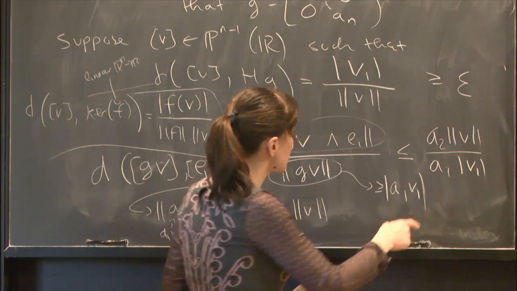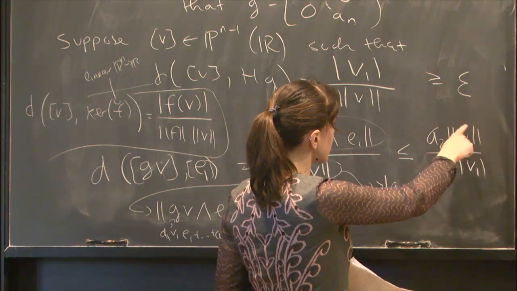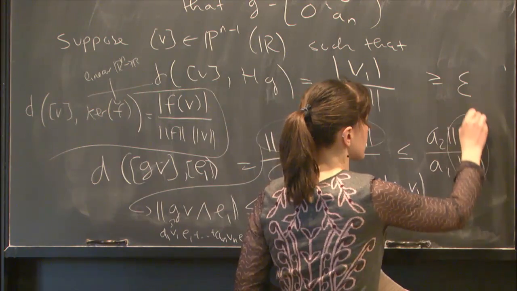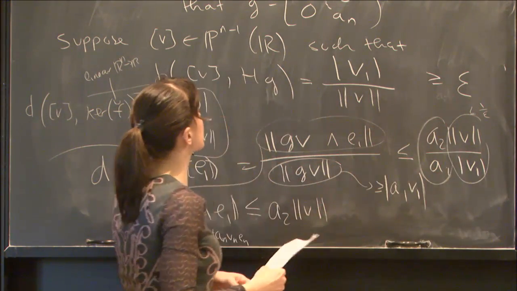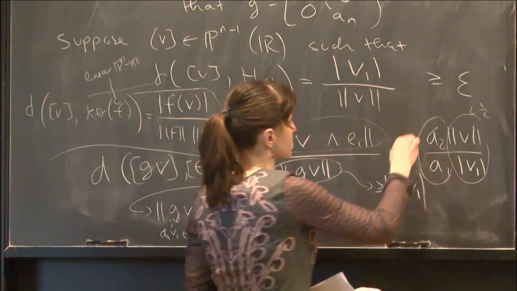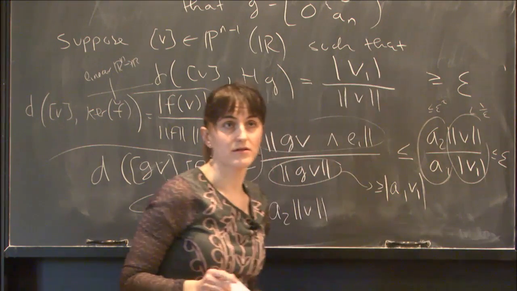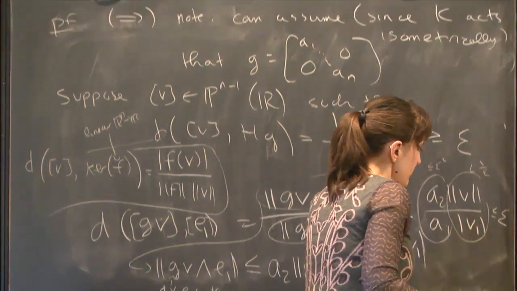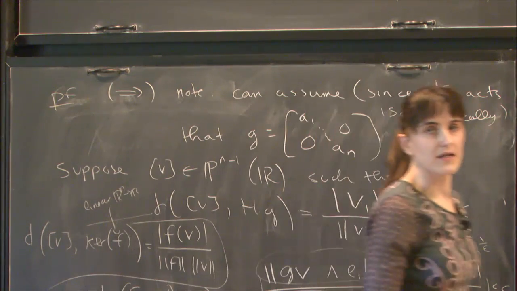So we have this. And what do we have? Well, this norm v over v1, we know this is greater than or equal to epsilon, so this part here is less than or equal to 1 over epsilon. And this part, by what we have assumed up there, is less than or equal to epsilon squared. So altogether, this is less than or equal to epsilon. Okay, so that's the proof of that. Any questions at all?